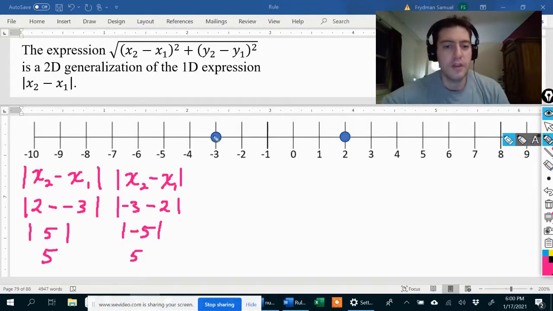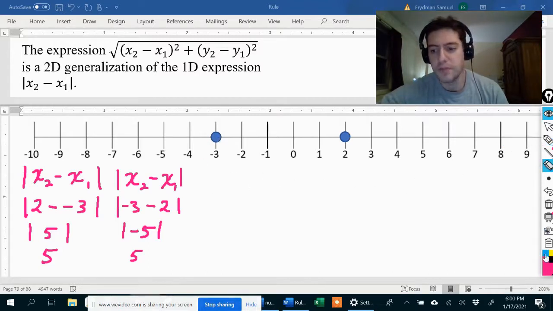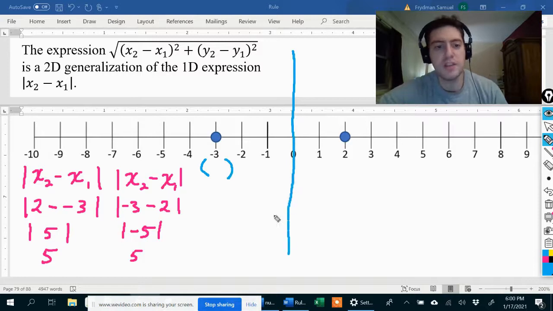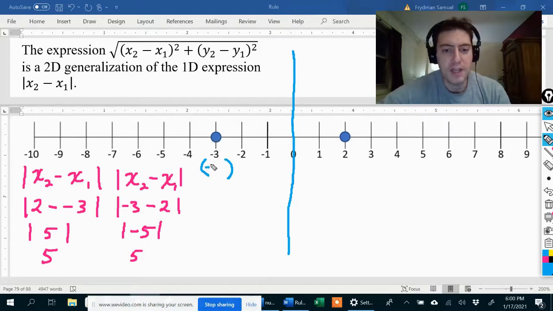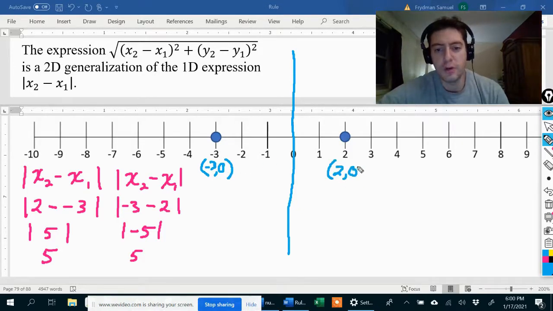Okay, so this point I can call, let me do it now in blue. I can imagine that this, where's 0? Here's 0 over here. So I can imagine that this is simply the x-axis of a two-dimensional coordinate plane, and the two dots just happen to be both on the x-axis, with neither one of the dots going off of the x-axis. Okay, so that would make this point -3, 0, and that would make this point 2, 0.